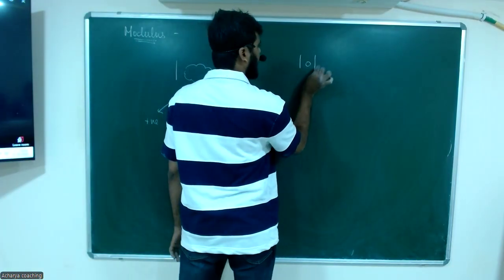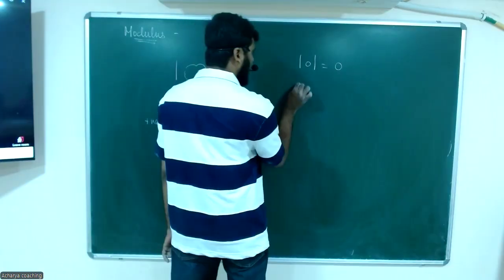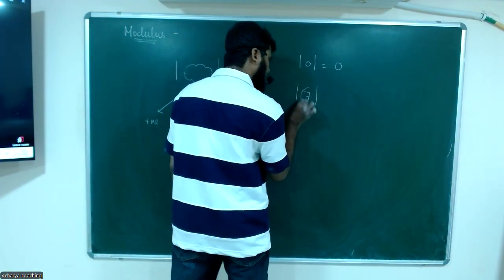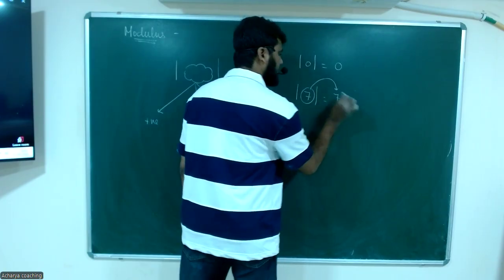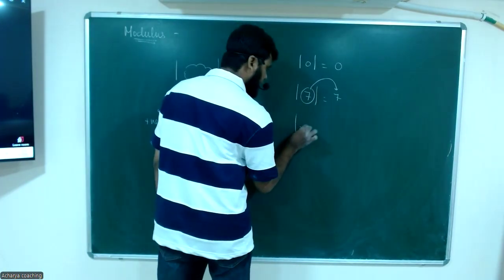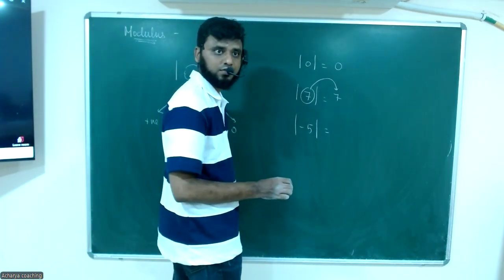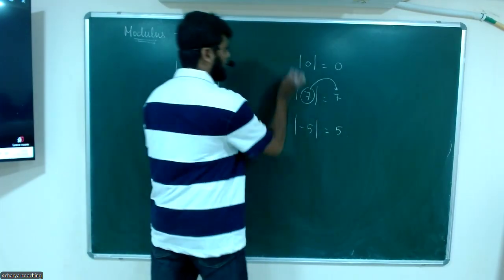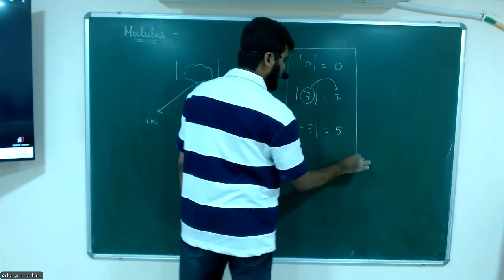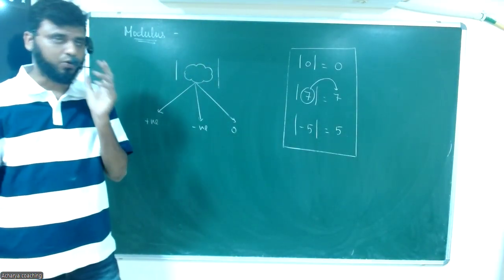Modulus of 0 is there, right? So it is 0. Clear? Modulus of 7, which is positive, so I have to write it as it is, 7. Modulus of -5. Oh, you know modulus. Clear? So if it is negative also, the modulus will make that value positive.